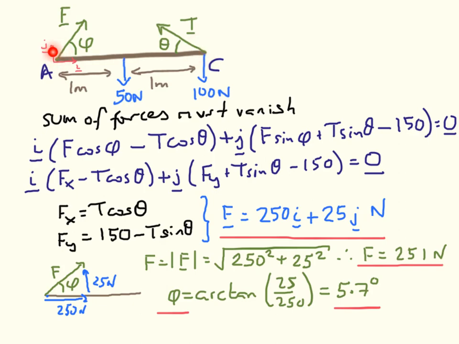And if we consider this force, it's 2 meters away from C, and its component in the x direction has no moment about C, but its component in the y direction does, so we're going to have that the component in the y direction times 2 is equal to 50 times 1. The component that we obtained in the y direction here is 25 newtons, and 25 times 2 is equal to 50 times 1. So that makes perfect sense and gives us confidence in our results.